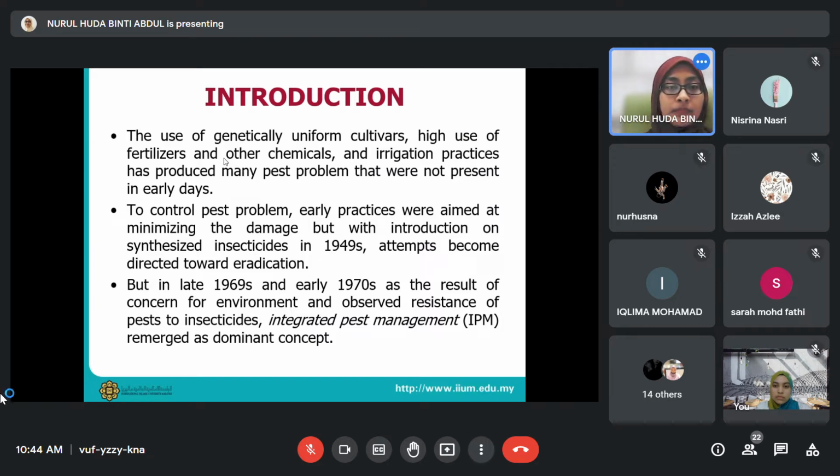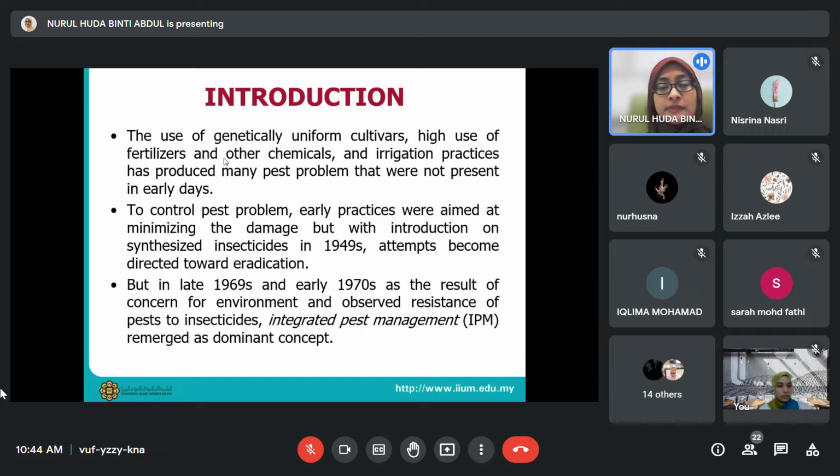Okay. And to control pest problem, early practice previously they aim at to minimize the damage. But after the World War II, okay, there are introduction of synthesized insecticide, maksudnya man-made insecticide. And then what to do, instead of minimize the damage, the attempt is to eradicate all the pest problem.